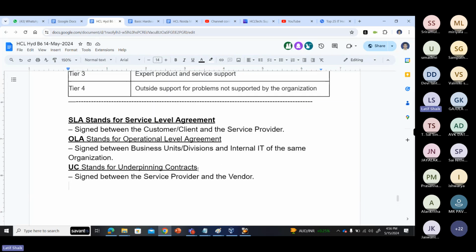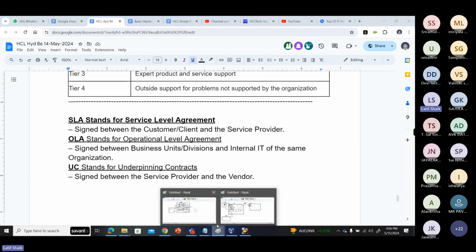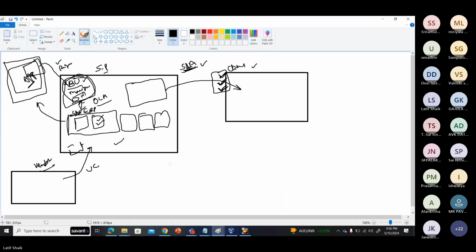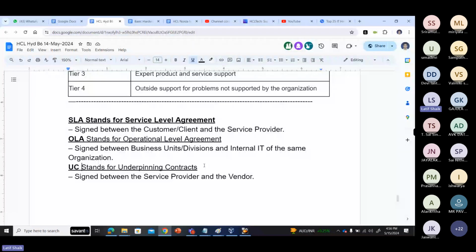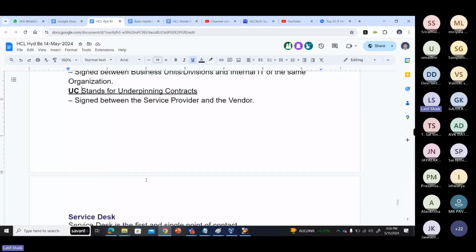Okay, this is SLA, OLA, UC. Two of these are very important, and out of those, one is very, very important. That's why it is in this order. What is SLA? What is OLA? Guys, understand what is service level agreement and what is operational level agreement.